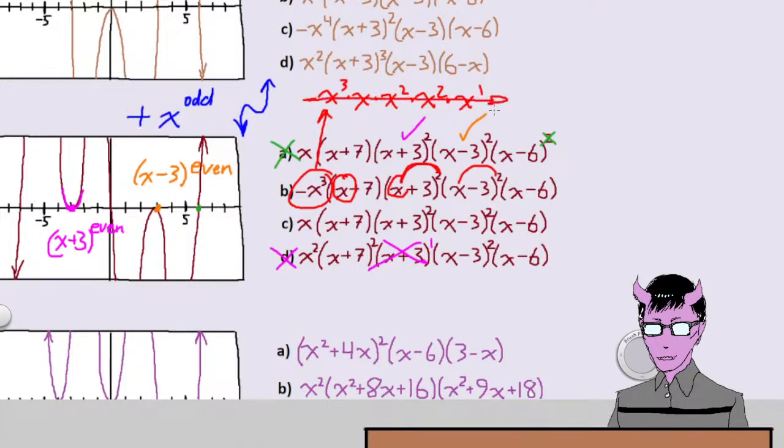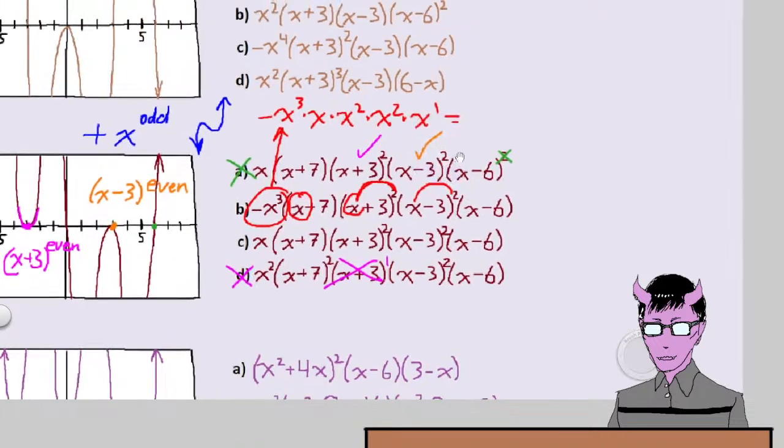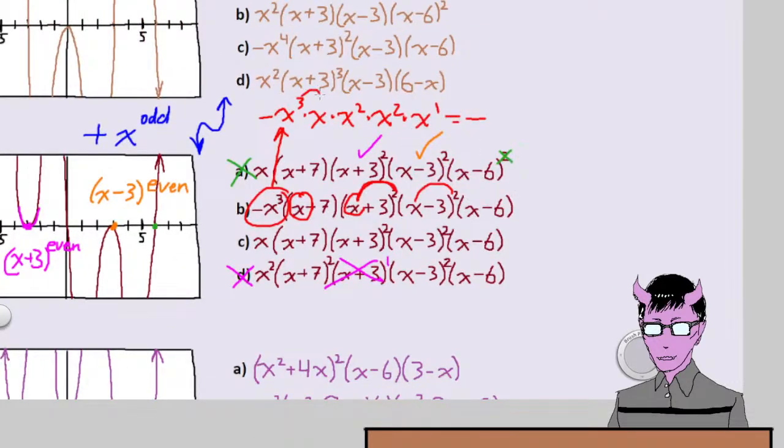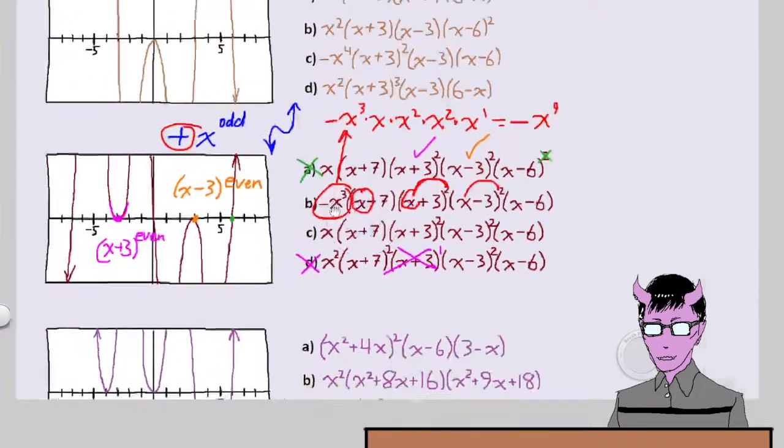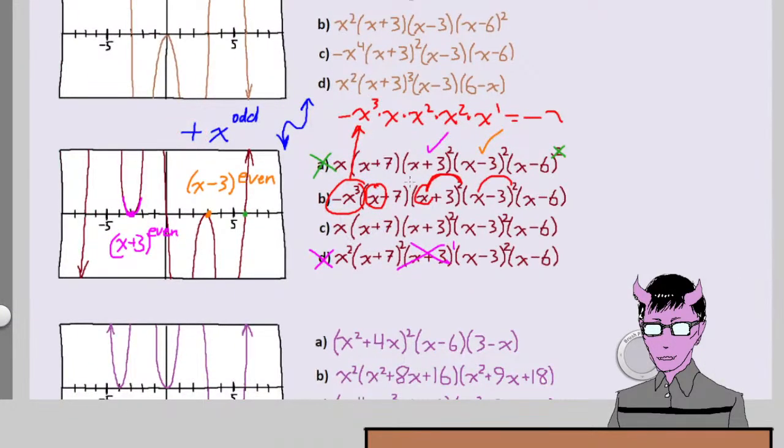So if you evaluate that, we're going to get negative x power 3, 4, 5 plus 4 is 9. So yes, this part is correct. It's odd, but this is supposed to be positive because it's down, up. This one says it's up, down. So giving us cause to eliminate choice B.